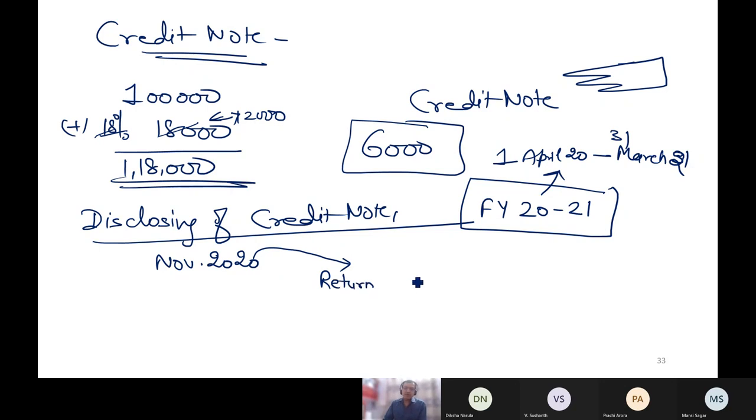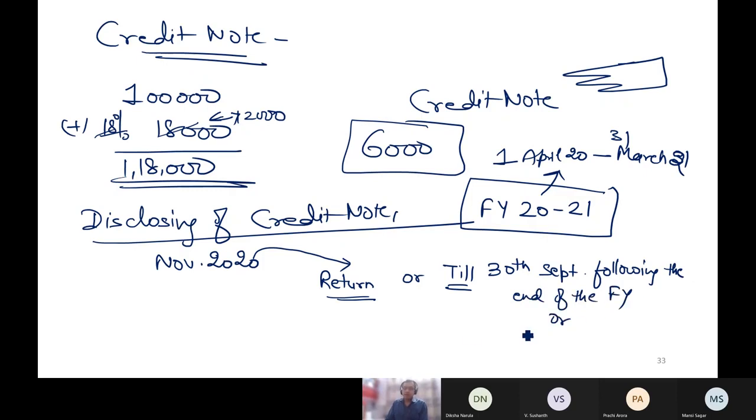I have to show it, or till maximum when? Suppose I forgot to show this in that return, government says no issue, maximum show it till when? Till 30th September following the end of the financial year, or actual date of furnishing annual return, not due date, actual date of furnishing annual return of this financial year.